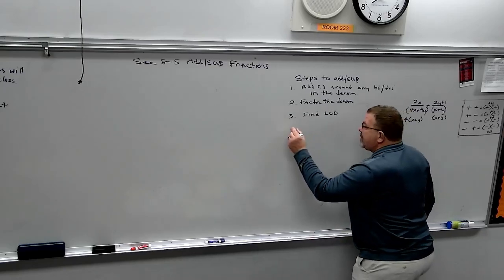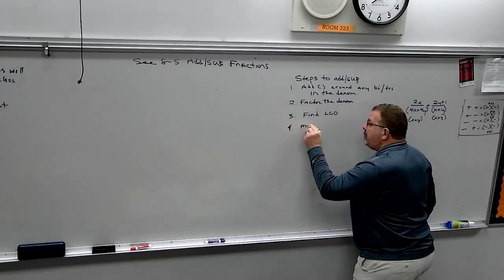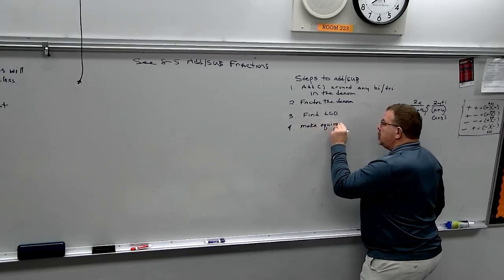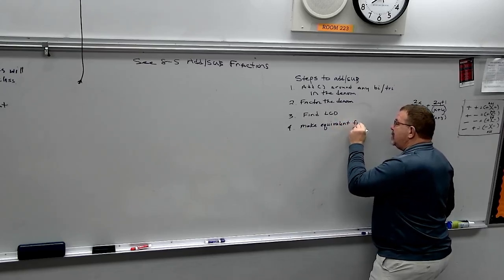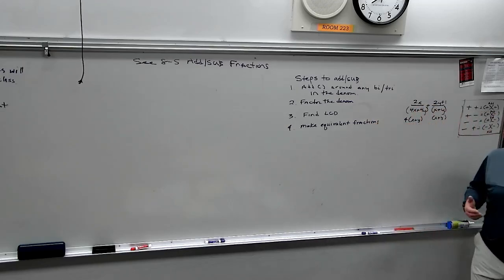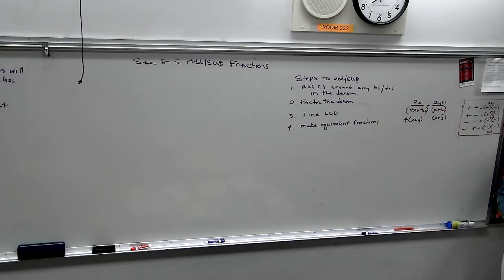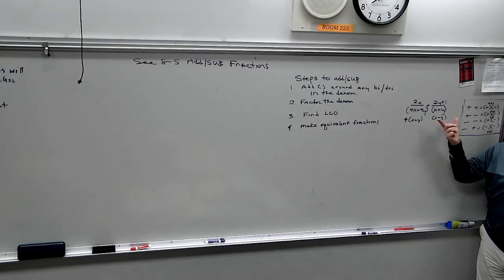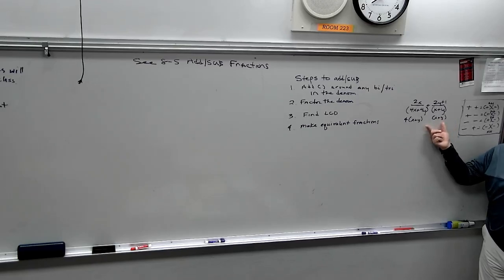Okay, and here is the worst part. Now you have to make equivalent fractions. Your denominators must be the same. You can't add fractions unless you have the same denominator. Right now, I can't add these together. I have to make equivalent fractions, okay?